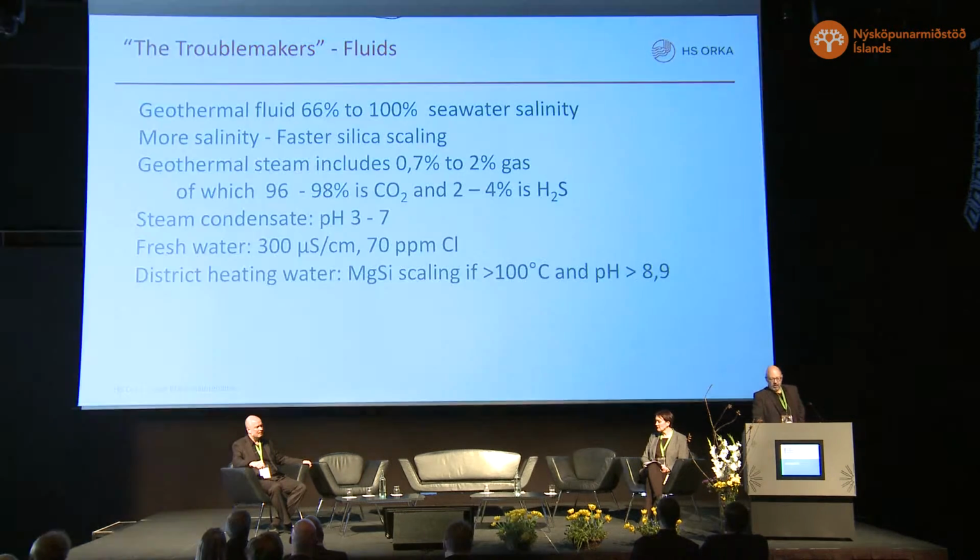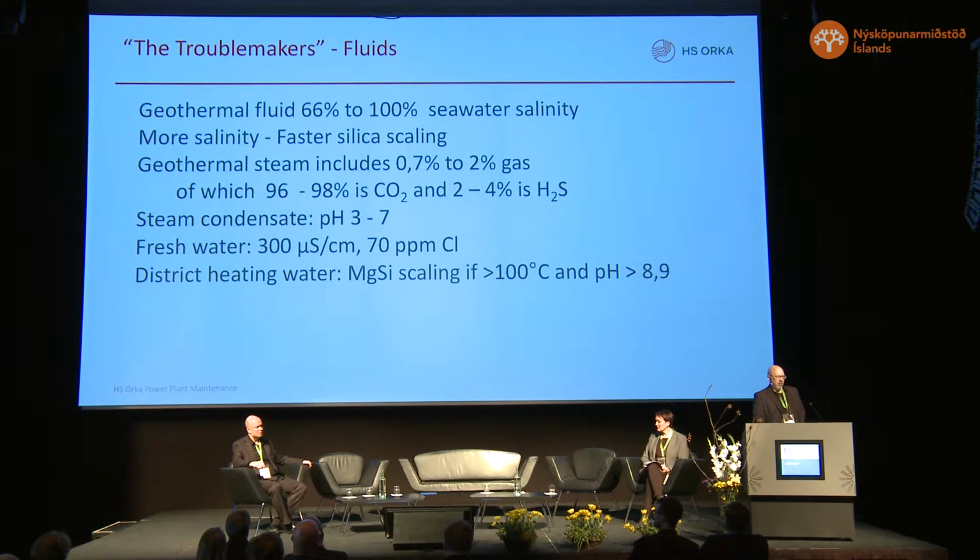This district heating water can also develop scales from magnesium silicate, especially if temperature is over 100 degrees and the pH is larger than 8.9. What we do actually in our power plant, we control the pH by adding some carbon dioxide, lowering the pH to acceptable levels.